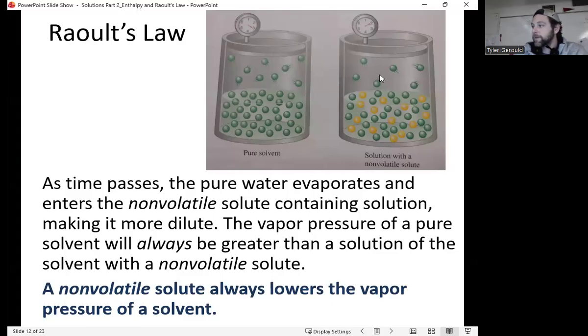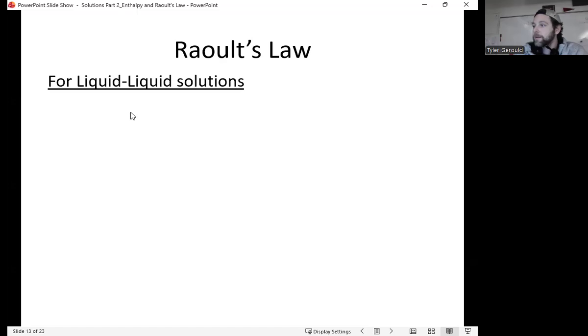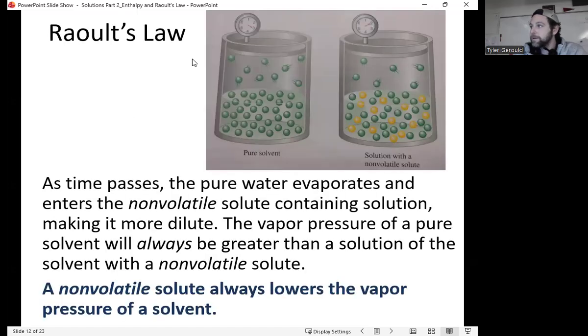So in this example that we brought up earlier with the 2 beakers, as time passes, pure water evaporates and enters the non-volatile solute containing the solution, making it more dilute. The vapor pressure of a pure solvent will always be greater than the solution solvent, even though it's getting more and more dilute. So let's do a couple example questions before we move on to liquids.